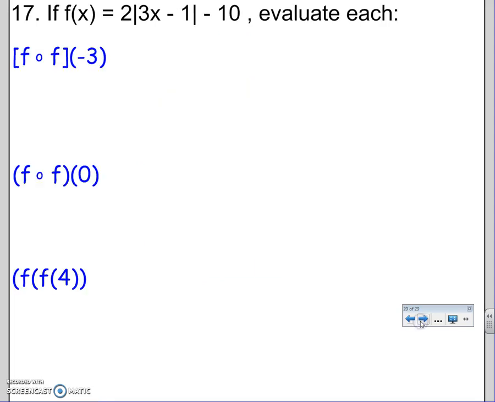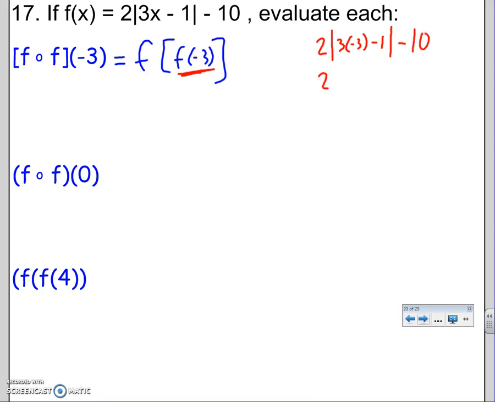All right, 17. If f of x equals that, evaluate each. Here, these are compositions. Remember, f of f of -3 really turns into f of -3 first. You're going to plug -3 into the equation first, so we're plugging -3 for x. That's going to be 2 times the absolute value of 3 times -3 minus 1, minus 10.